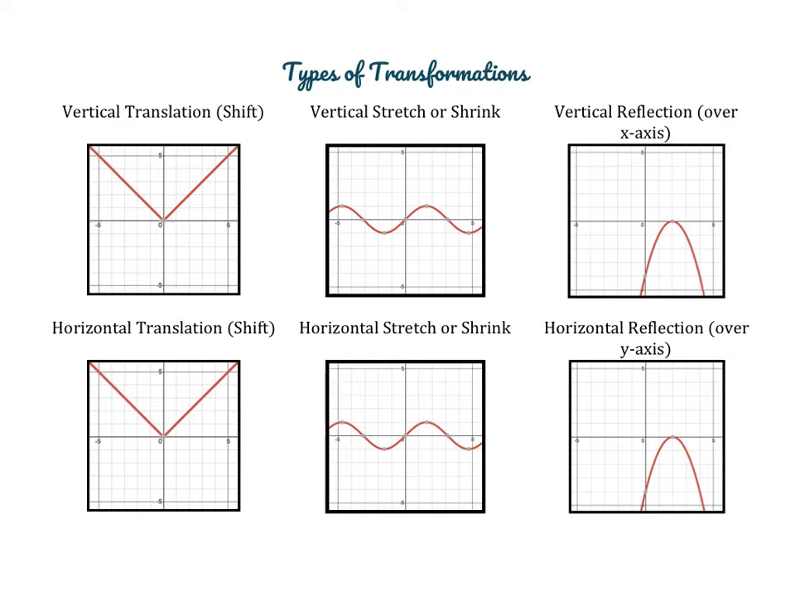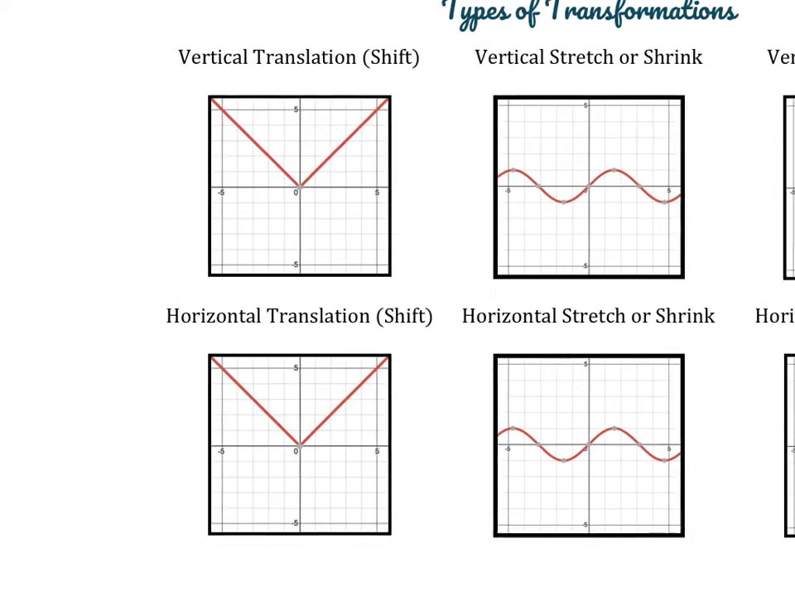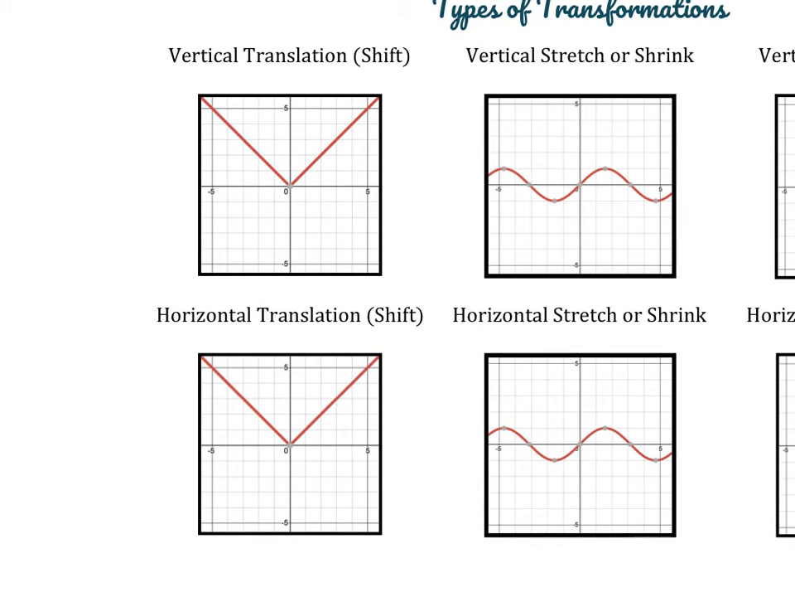So let's start with what are called translations. So a translation is essentially just a shift up, down, left, or right. So a vertical translation is simply a shift up or down. So it might make your graph look something like this if you translate it up. Or if you translate your graph down, it might end up looking something like this.